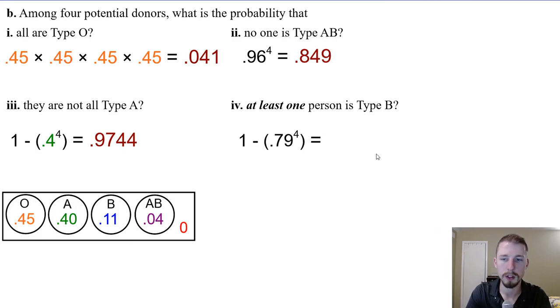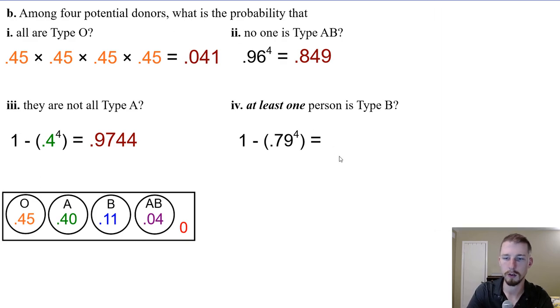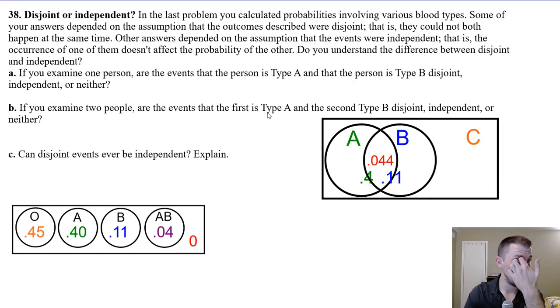All right, at least one person is type B. So again, anytime you see at least one, we're doing the complement. So find the probability that none of them are type B. So if type B is 11%, then 89% would not be. So if all 4 of them were not type B, that would be 0.89 to the 4th power, just like we did before. So 0.89 to the 4th power. So that's going to be caret 4. All right, and then we're going to do 1 minus that previous answer, and that's going to give us our answer, 61 point something. All right, last one, so almost there.